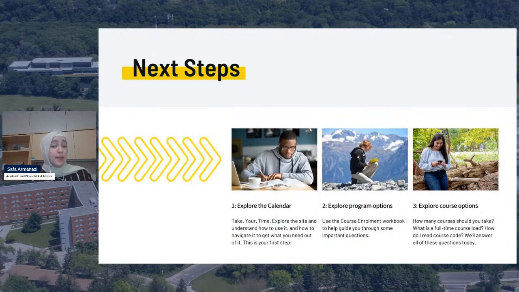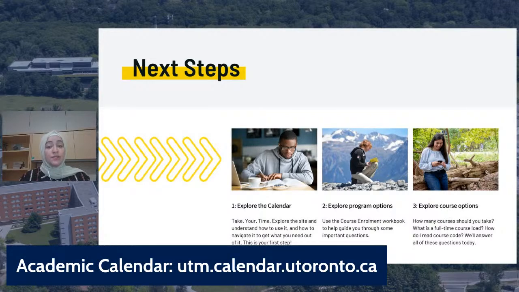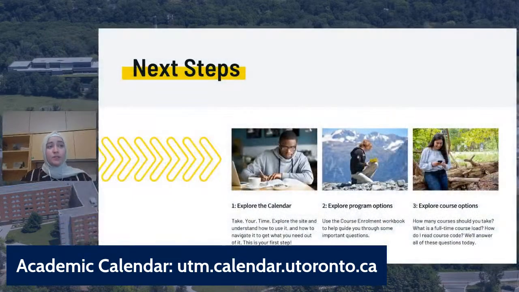Right, so let's talk about next steps. Again, explore the calendar. That's your first step. Take your time, explore the academic calendar and understand how to use it. What information is included in the calendar and what you need to get out of it. What information is provided? How do I use it? What courses do I need to get into my desired programs? What are the requirements? Is there a minimum CGPA? So this is your first step.